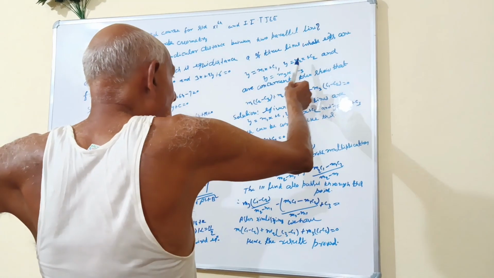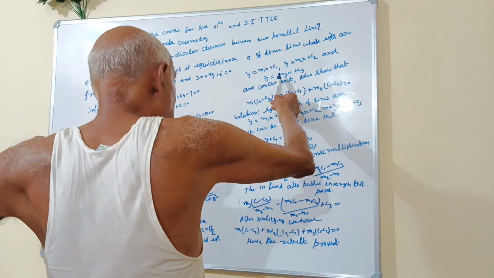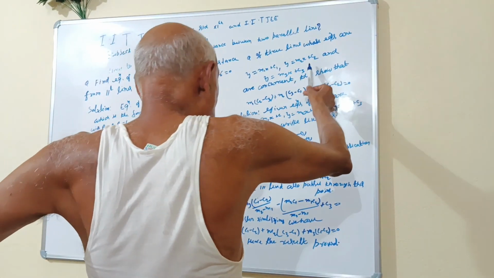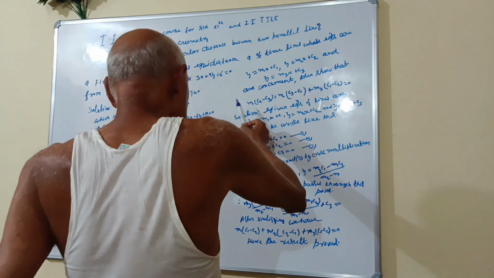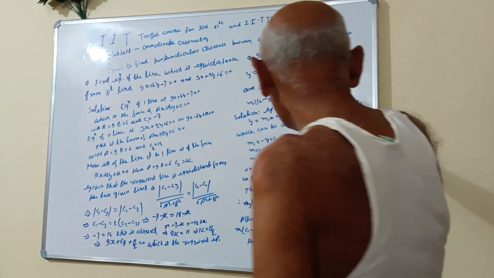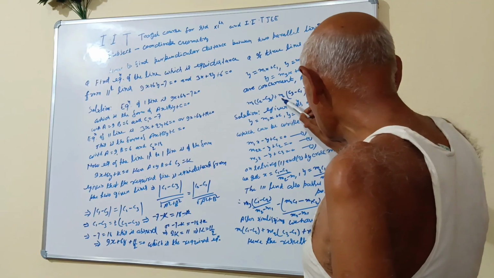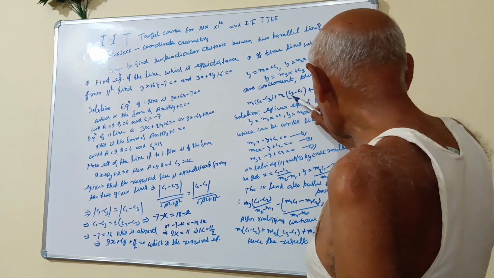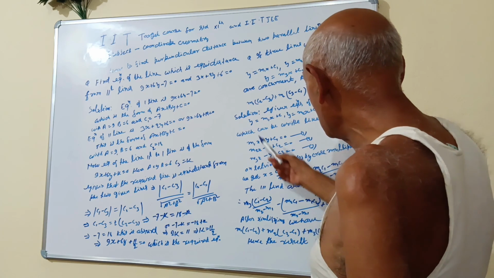Question. If three lines with equations y equal to m1x plus c1, y equal to m2x plus c2, and y equal to m3x plus c3 are concurrent, then show that m1 (c2 minus c3) plus m2 (c3 minus c1) plus m3 (c1 minus c2) equal to 0.